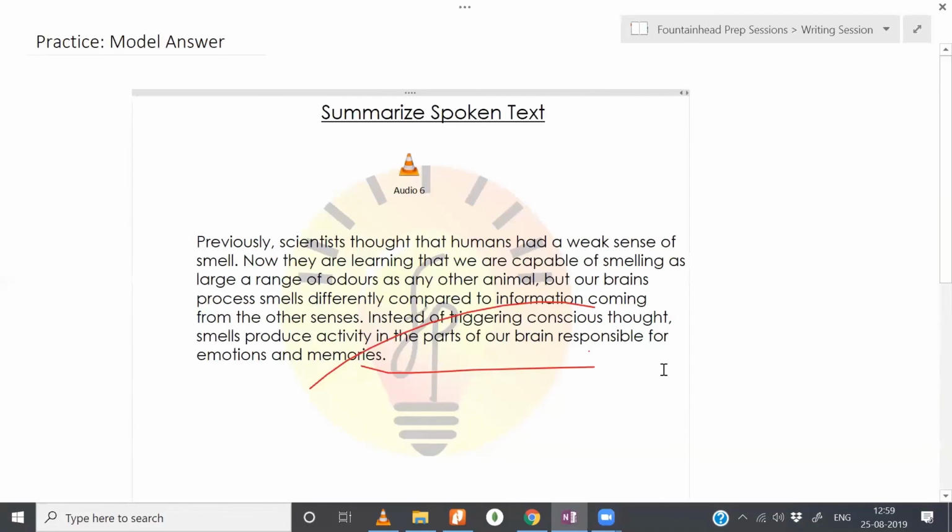This is a model answer. Previously, scientists thought that humans have a weak sense of smell. Now they are learning that we are capable of smelling as large a range of odors as any other animal, but our brains process smell differently compared to the information coming from other senses. Instead of triggering conscious thought, smells produce activity in the part of our brain responsible for emotions and memory.